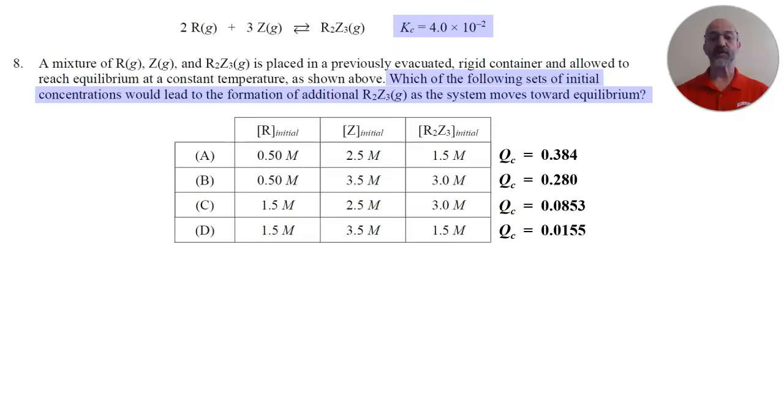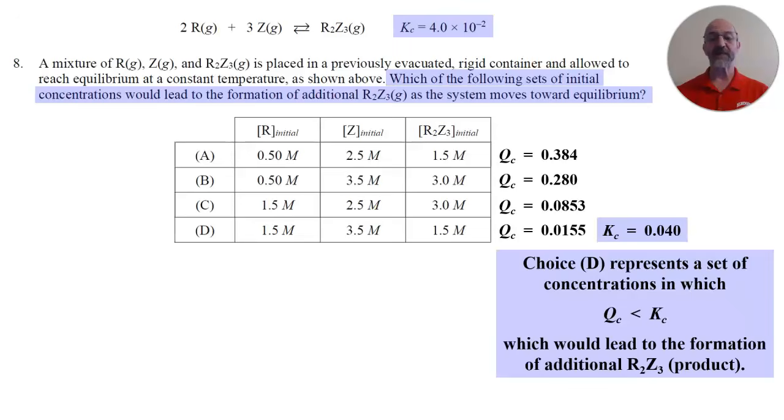And so looking at the four choices, since the value of K can be written as 0.040, then we can see that choice D is the only correct answer. Why? Because choice D represents a set of concentrations in which the value of Q is less than the value of K. And that would lead to the formation of additional product R2Z3. So the reason why choices A, B, and C can all be eliminated is because the value of Q for choices A, B, and C is actually greater, not less than, but greater than the value of K.